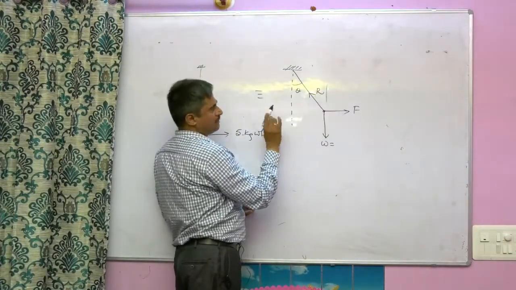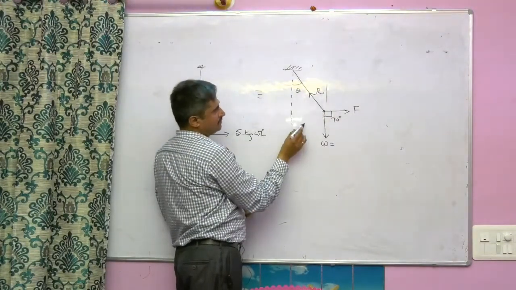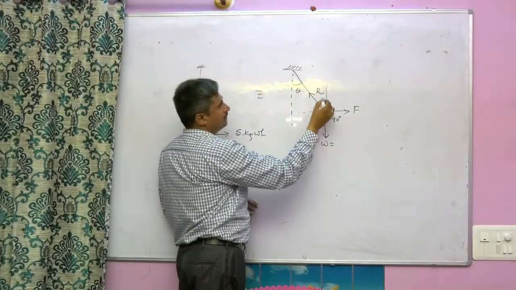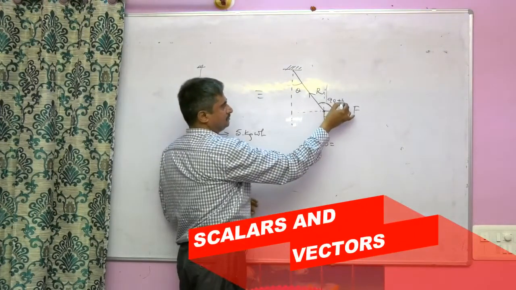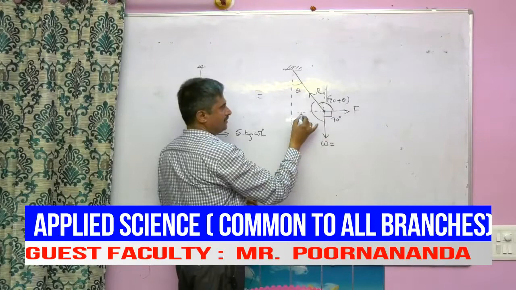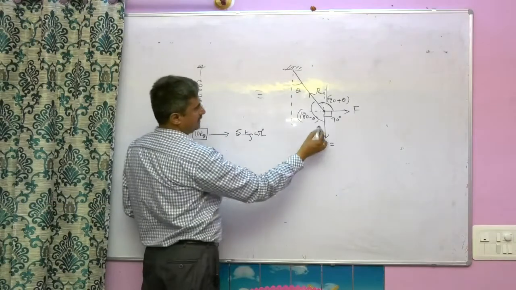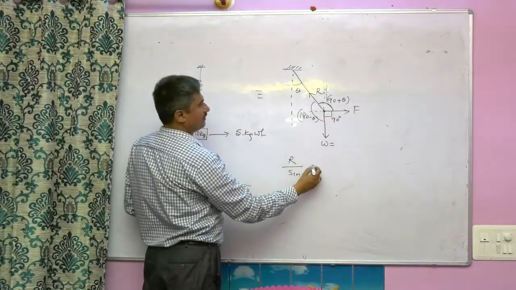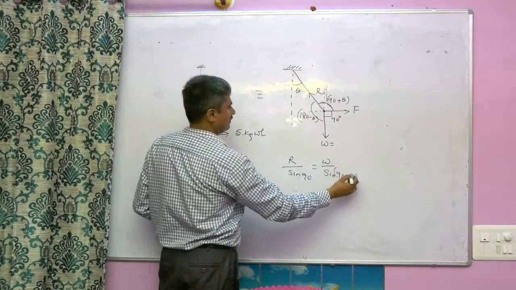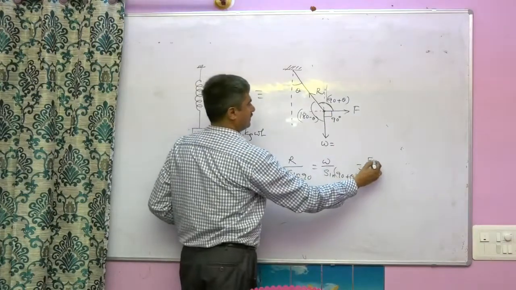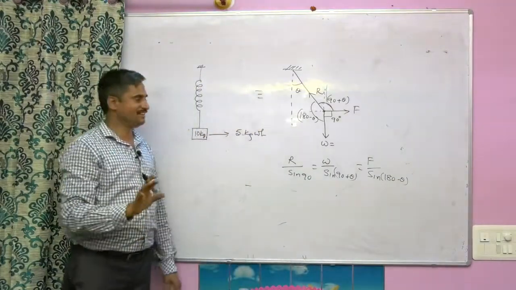So now we can use Lami's theorem. This is 90 degrees. If this is theta, this is also theta, therefore this is 90 plus theta. This is 180 minus theta. Using Lami's theorem we can write R by sin 90 equals W by sin(90 plus theta) is equal to F by sin(180 minus theta). Using this we can simplify.